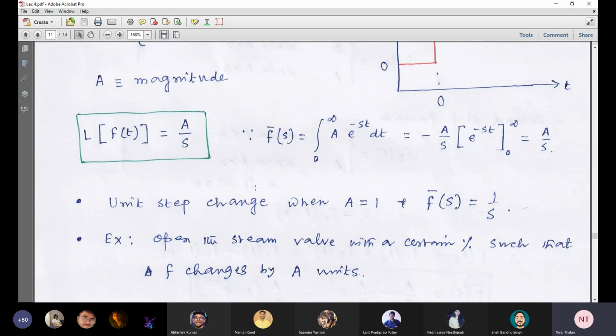So with this notation, if we consider a unit step change, then in time domain we can write f(t) equal to a equal to 1. The respective Laplace, in Laplace domain we can write f bar equal to 1 by s. Fine. So this is step input, this is unit step input, and this is a typical example.